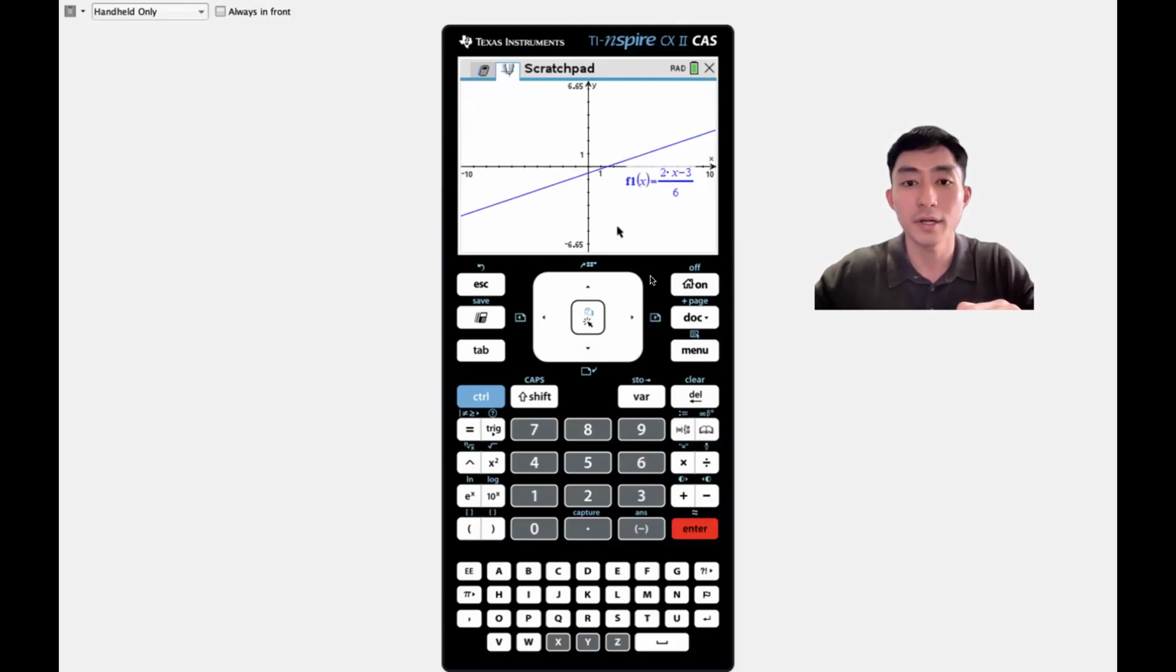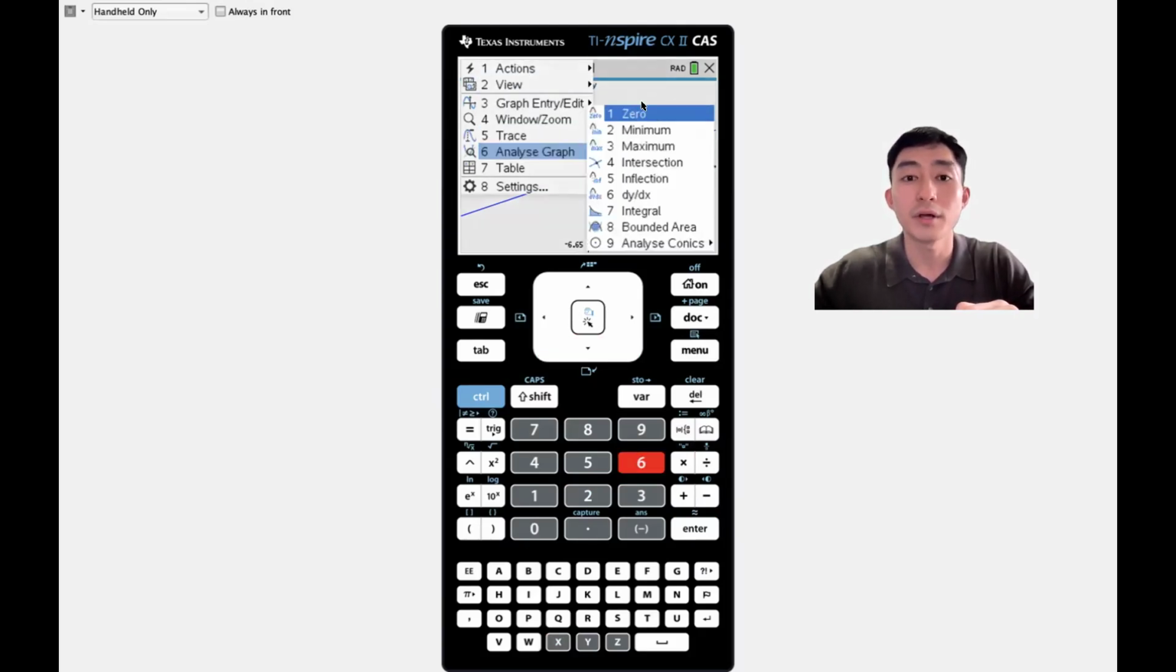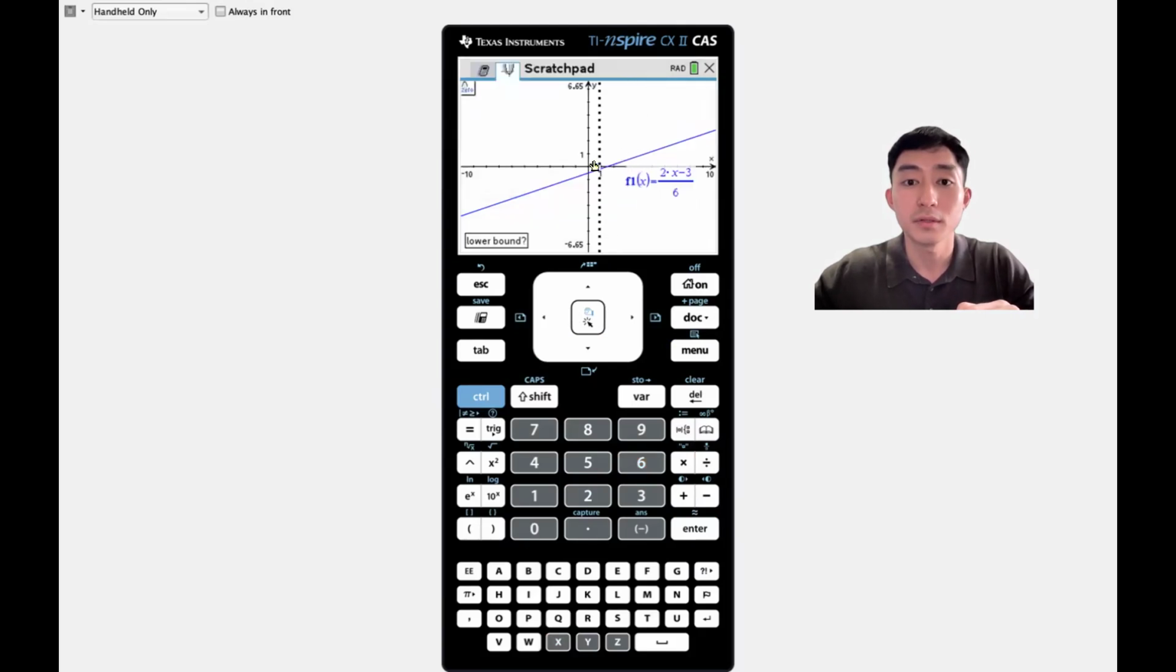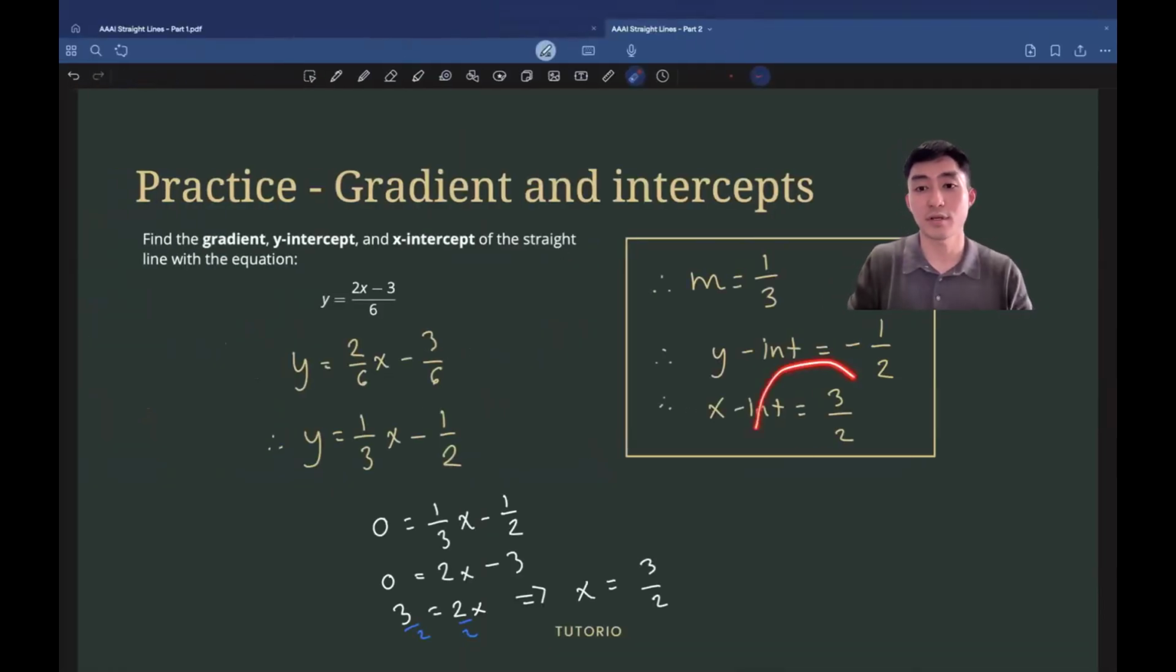Now we are going to get the x-intercept here. So menu, and then we go into Analyze, and we are going to get the zero. So this is the left part, this is the right part. Here we can see the coordinate is (1.5, 0). All right, so those three are the same as 3 over 2 when we do it by hand.